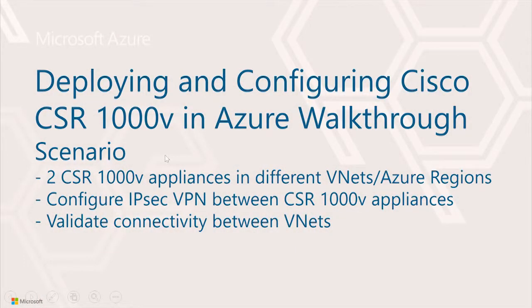In terms of the scenario that we'll be covering today, we're going to deploy two CSR 1000v appliances in different virtual networks and in different Azure regions. Once we have those deployed, we're going to configure an IPsec VPN between those two appliances, and then we're going to validate connectivity between the virtual networks using that IPsec VPN.